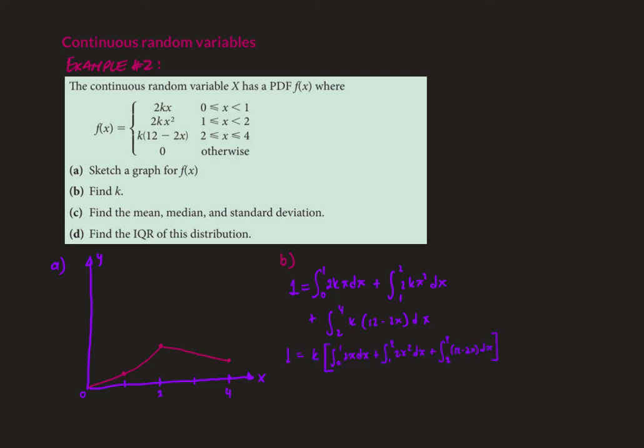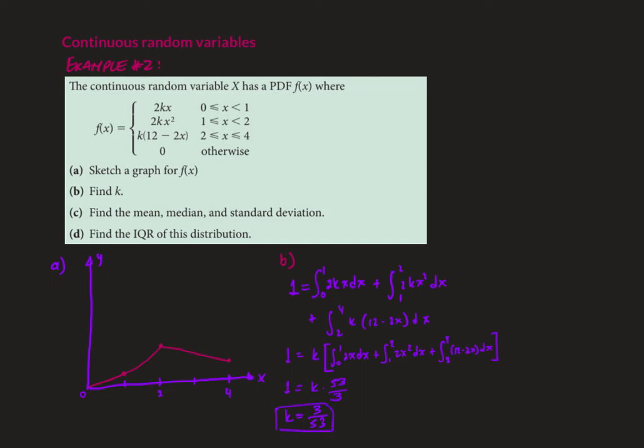This can be simplified a little bit if we take the k out as a constant common factor, and we can use our calculator to calculate these integrals, leading to a value of k equals 3 over 53.